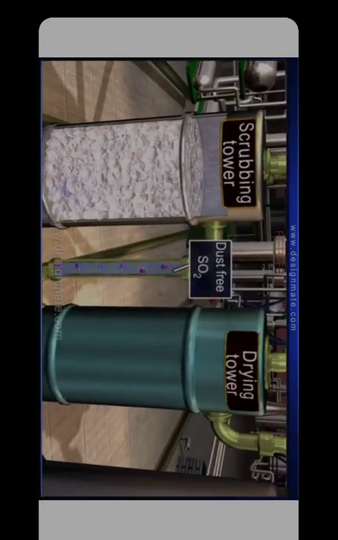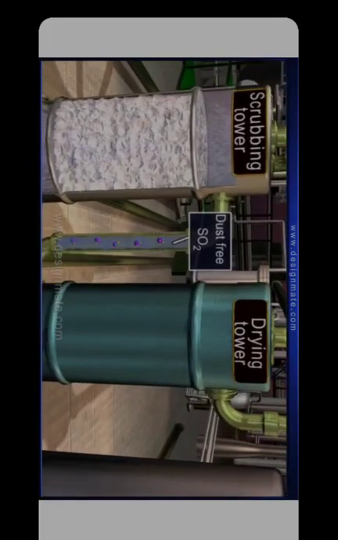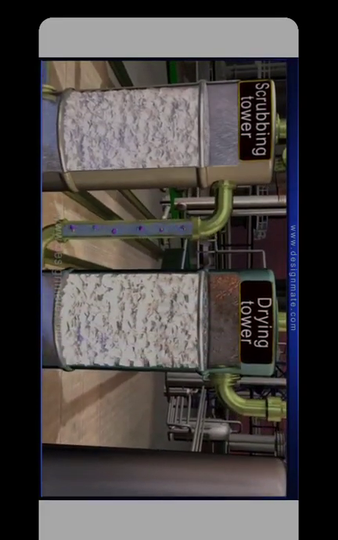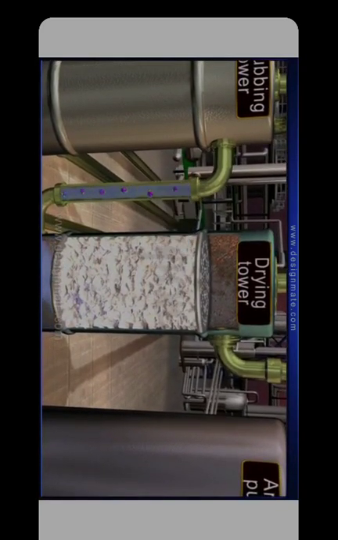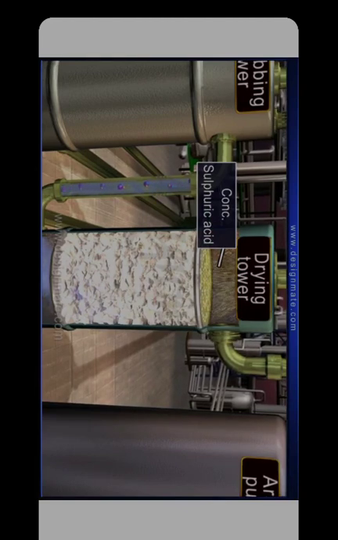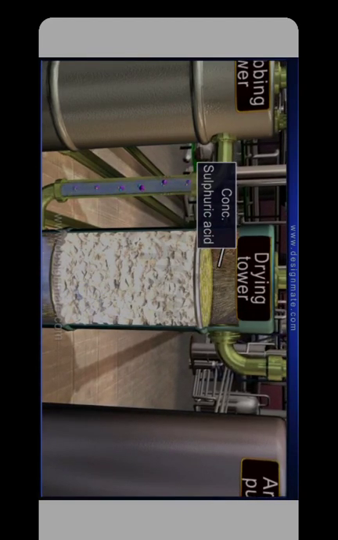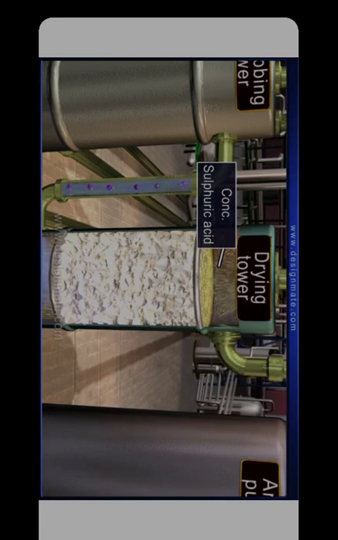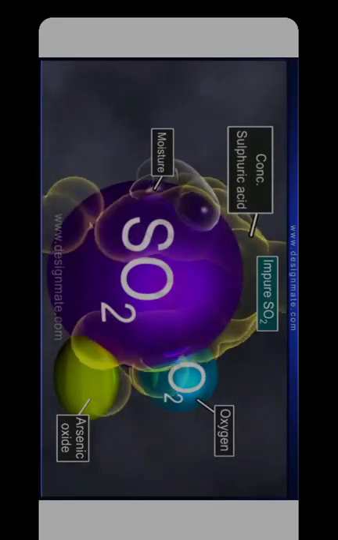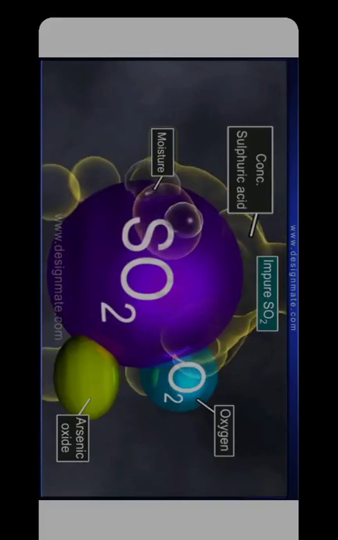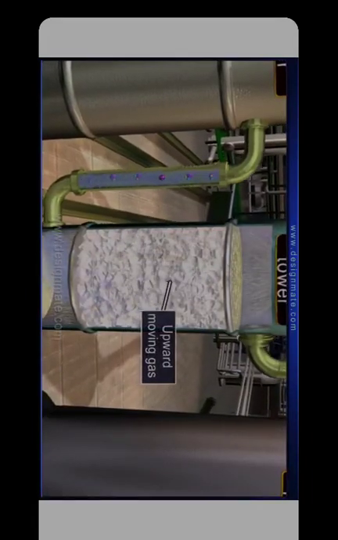Now, the gas is allowed to pass through the drying tower. This tower is also packed with acid-resistant quartz. Concentrated sulfuric acid is sprinkled from the top of the drying tower. Since concentrated sulfuric acid possesses great affinity towards water, the impurities such as moisture get removed from the gaseous mixture and thus dries the upward moving gas.